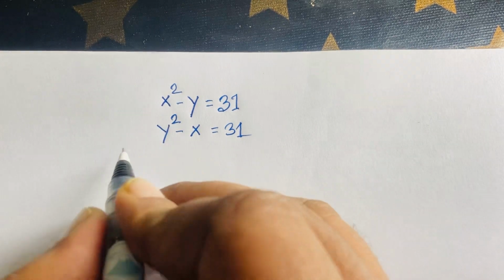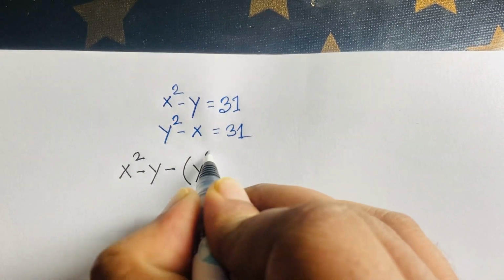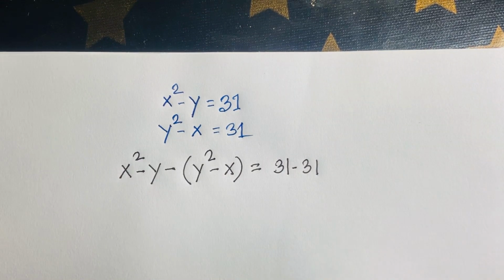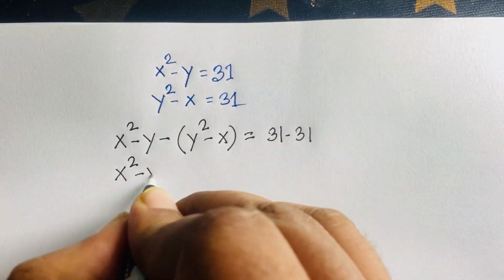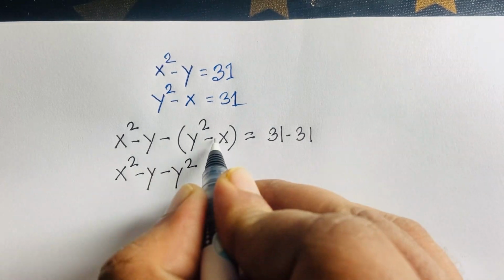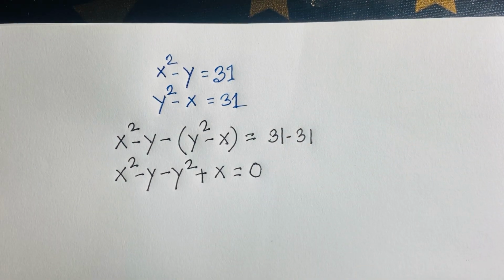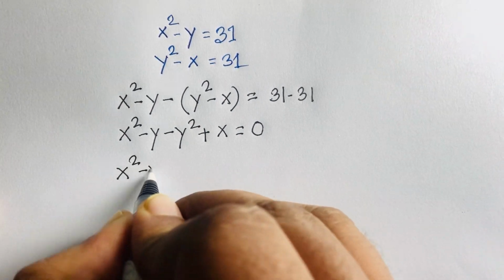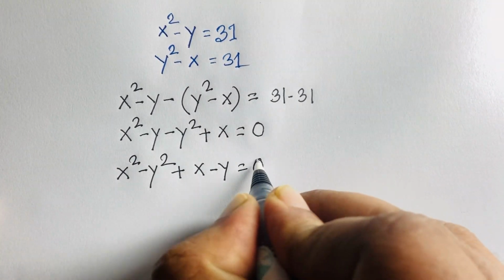This time I can say here is x square minus y minus, here is y square minus x is equal to 31 minus 31. Then this equation becomes x square minus y, and in this case here is plus, this is minus, so it will be minus y square, and minus minus will be plus x is equal to 0. 31 minus 31 will be 0. Then it will be x square minus y square plus x minus y is equal to 0.